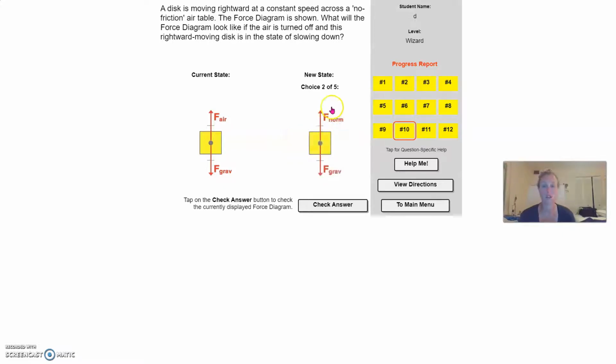Doesn't work. Normal, gravity. But if it's slowing down, there's acceleration, so I have to have unbalanced forces horizontally. Force normal, again, force applied doesn't go there. It's not just gravity. I've got force normal. It's on a table. Force normal, force gravity, force friction, choice 5 of 5. That's my last option. Rightward moving, but slowing down. So the net force is opposing its motion. So velocity to the right, net force or acceleration to the left means it's slowing down.